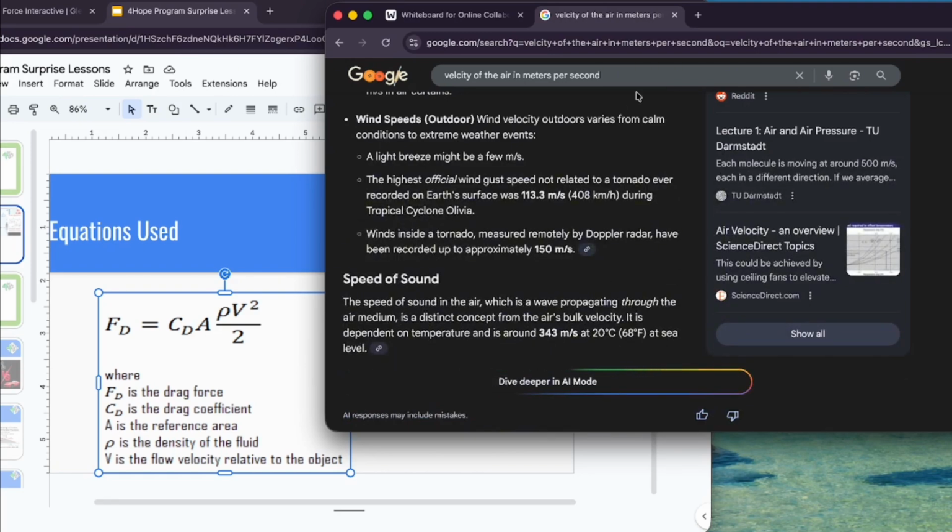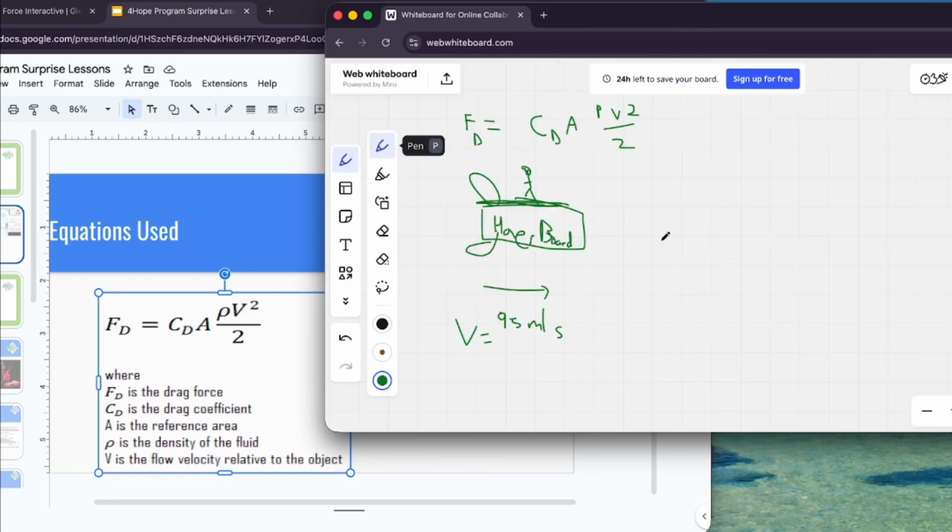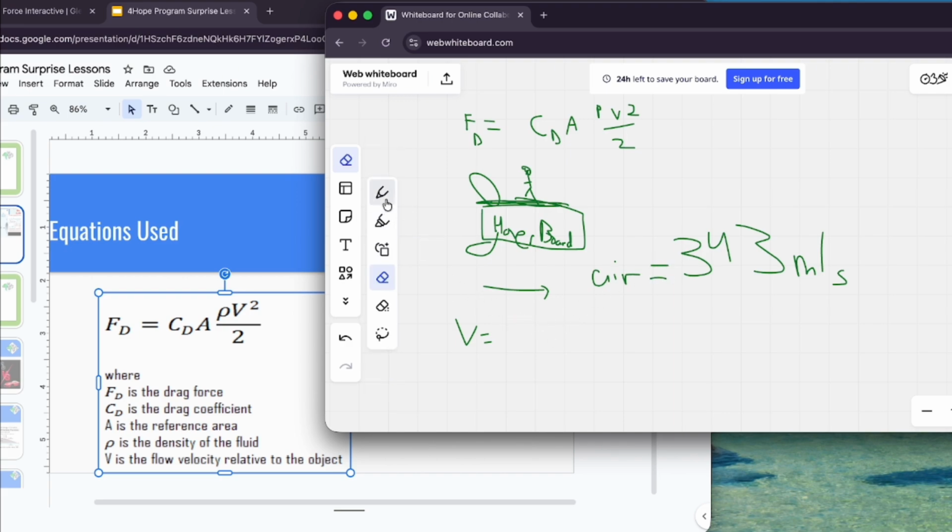Let's see here. So 343 meters per second is the speed of sound, right? This is the air. Wait, this might not work then. Okay, let's give a different kind of example for this. Let's say the velocity was equal to, I don't know, 390 meters per second. Yeah, this thing is going fast. It's beating the speed of sound.